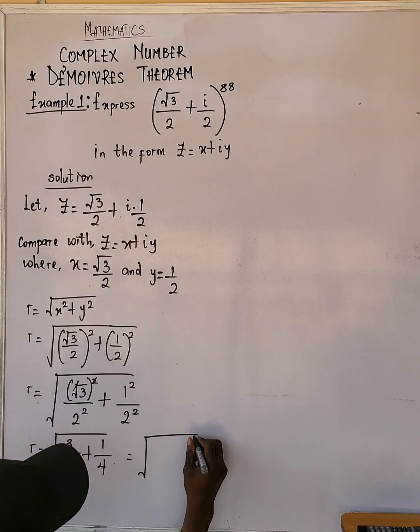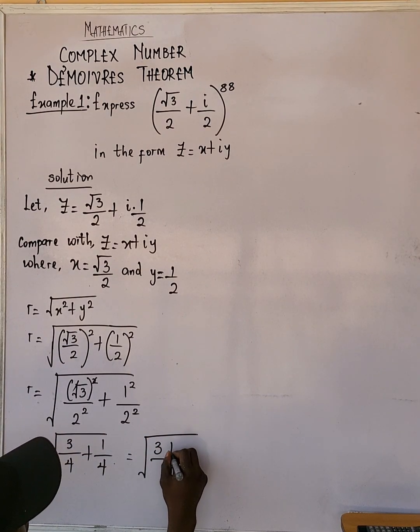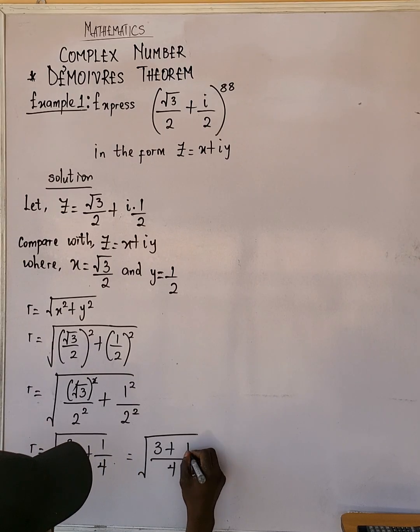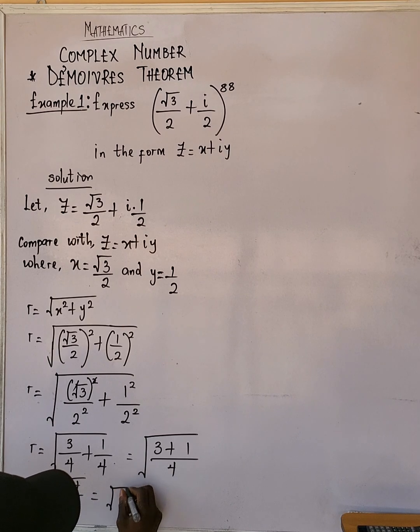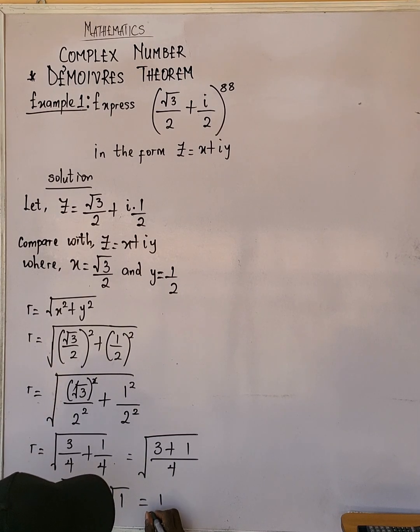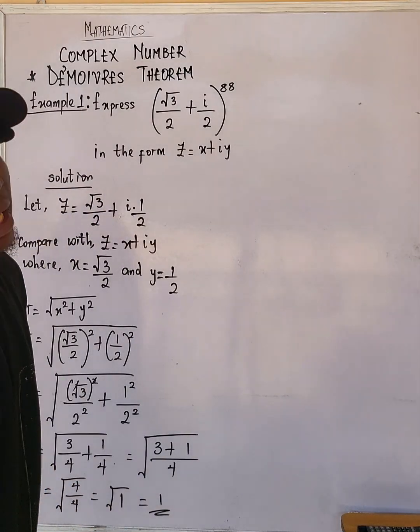What is the LCM? 4. 4 in 4, 1. 1 times 3 is 3. Plus 4 in 4, 1. 1 times 1 is 1. So r will be square root of 4 over 4. That will be square root of 1, right? And square root of 1 is 1. So our r is 1. Let's now go for the argument.